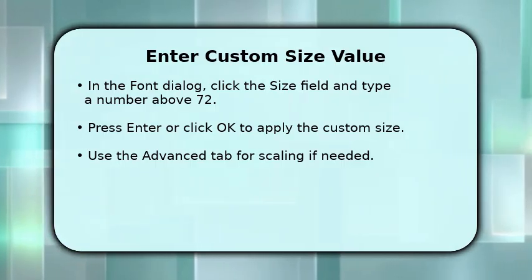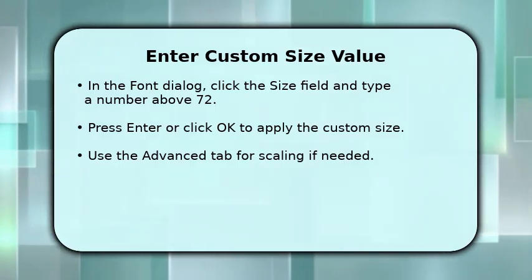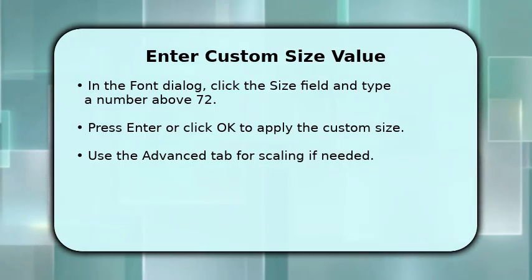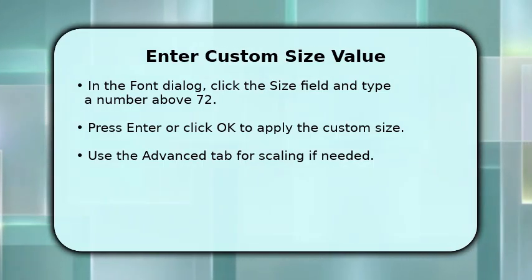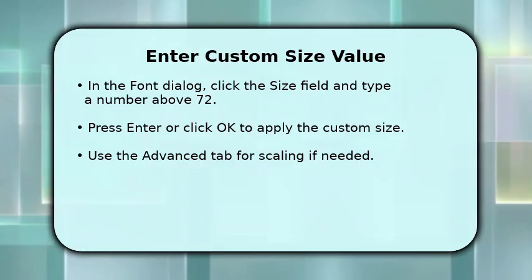If the result looks scaled oddly, open the Advanced or Character Spacing tab and check Scale or Spacing settings. Adjust them to maintain visual proportion. This step ensures precision because typing bypasses the presets.